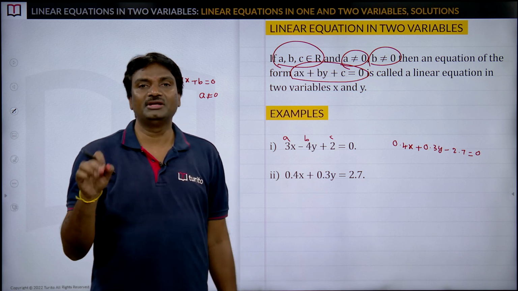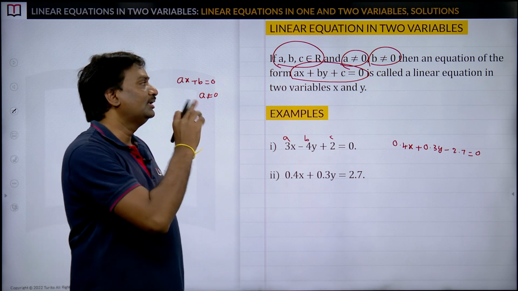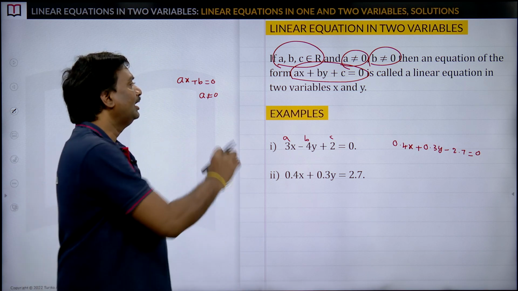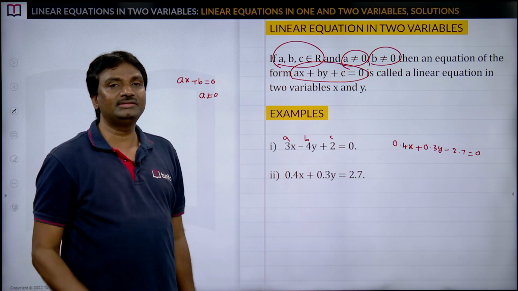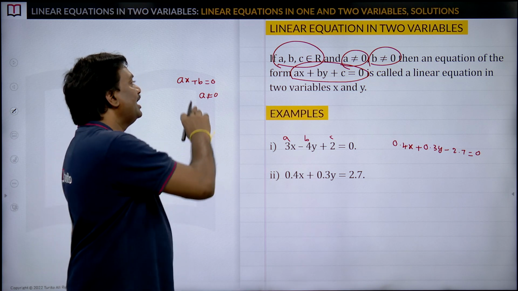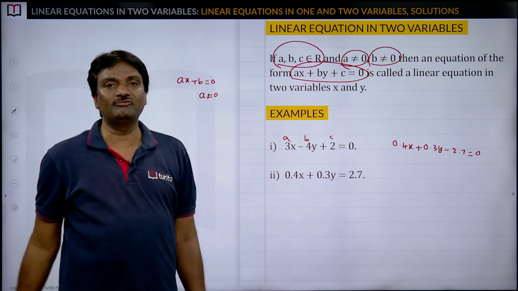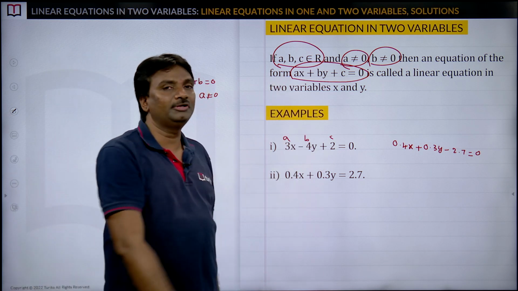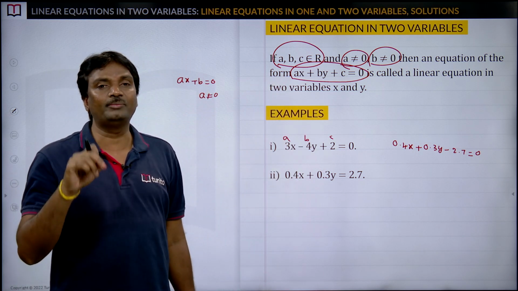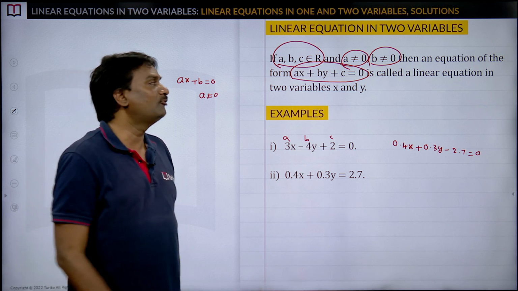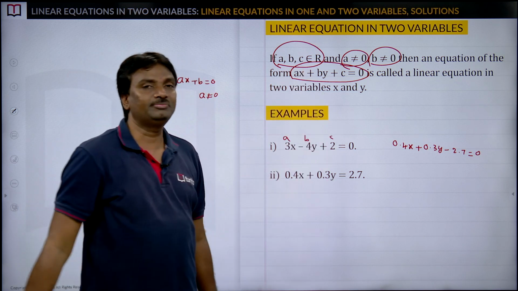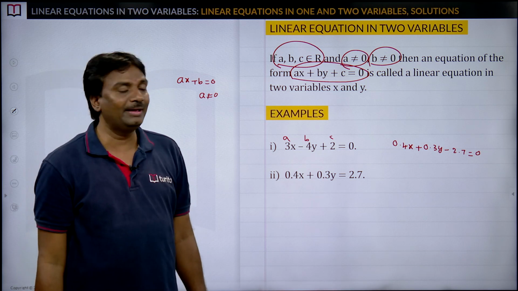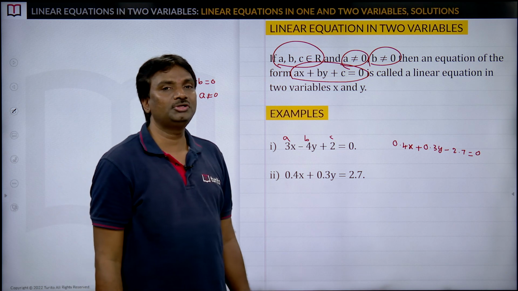So, how can we find the difference between a linear equation in one variable and a linear equation in two variables? Very simple. A linear equation in one variable means there exists one and only one variable and the equation is in the form ax plus b equal to 0. A linear equation in two variables means there exist two variables x and y, and the standard form of the equation is ax plus by plus c equal to 0, where a, b, c are real numbers and a not equal to 0, b not equal to 0.